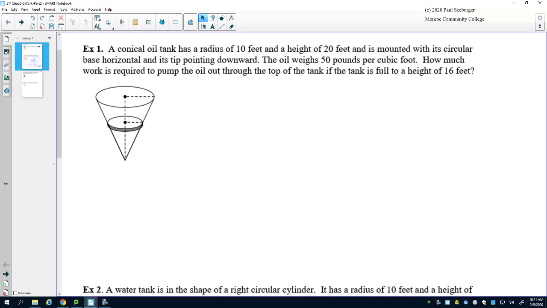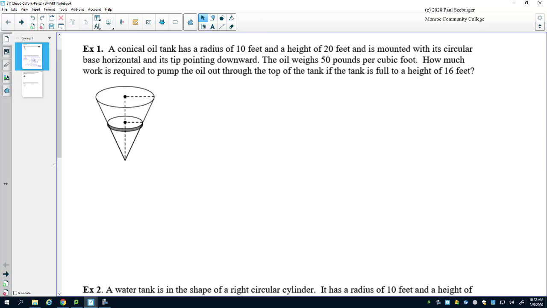So we've got a conical tank, radius of 10 feet, height of 20 feet, and mounted with its circular base horizontal and its tip pointing downwards. The oil weighs 50 pounds per cubic foot. How much work is required to pump the oil out through the top of the tank if the tank is full to a height of 16 feet?